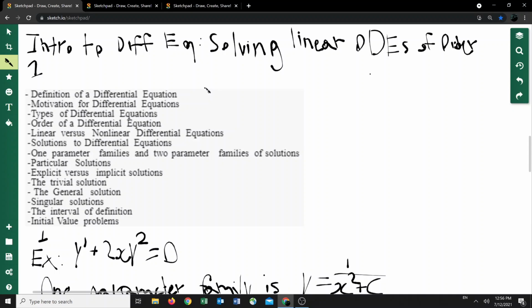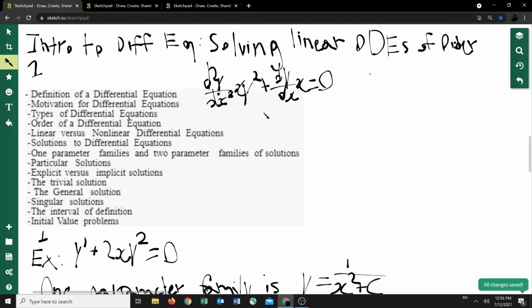For example, we can have d squared y, which is essentially the second derivative of y with respect to x, times, for example, x y squared. This is completely random. Plus dy/dx times x equals 0. So this is an example of a differential equation. Now, for this one, there's probably no good way to solve it at the moment, but it was completely random.